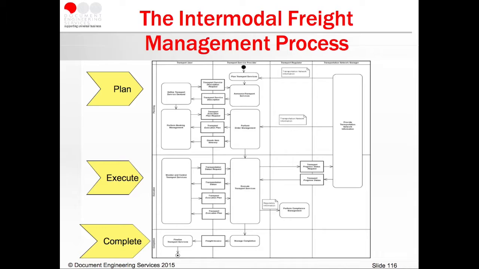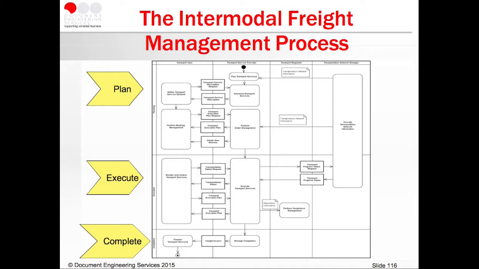To execute that plan, there is then a transport execution plan passed between the transport service provider and the transport user. And there are various status or progress requests that go between all parties to synchronize on this movement. And finally, when it's completed, a freight invoice can be created. So that's a typical intermodal freight management process that's based on a generic concept of roles defined based on the function and document types that are based upon the requirement for that particular step of the process.